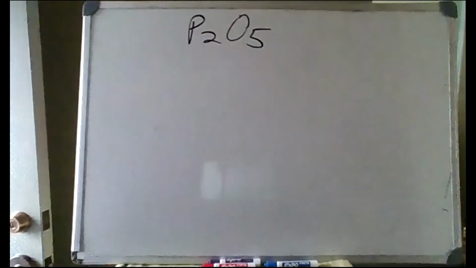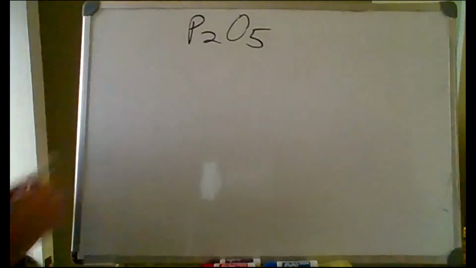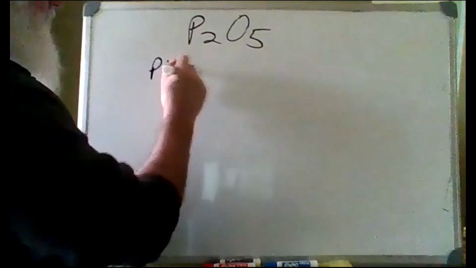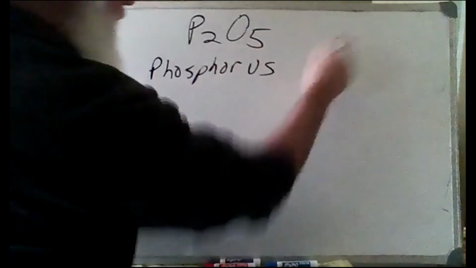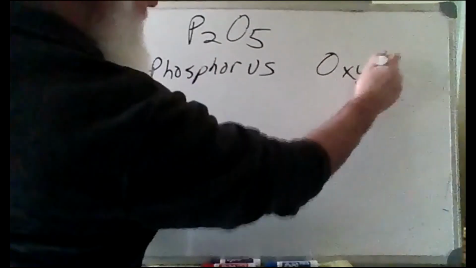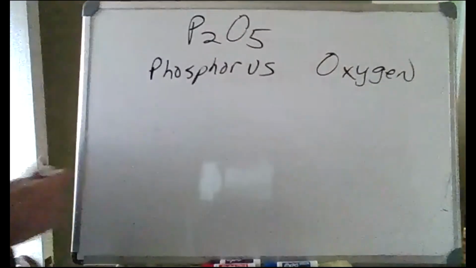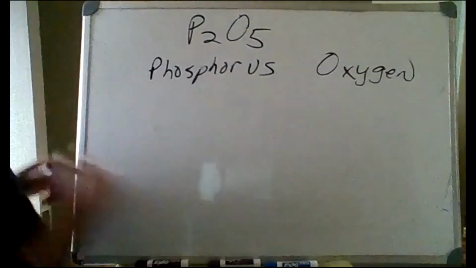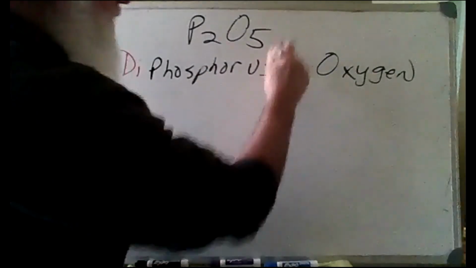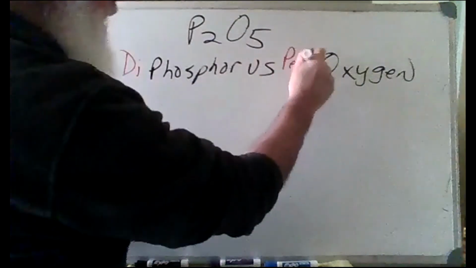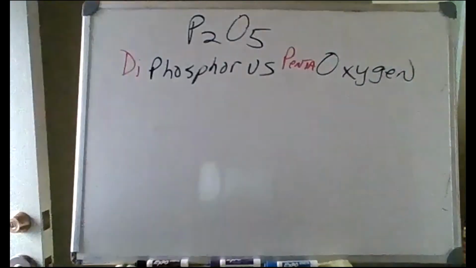All right, so P2O5. We're going to write down the names of the elements, phosphorus and oxygen. Now we're going to put the prefixes in. Di is 2 for phosphorus, and penta is 5 for the oxygen. Okay?